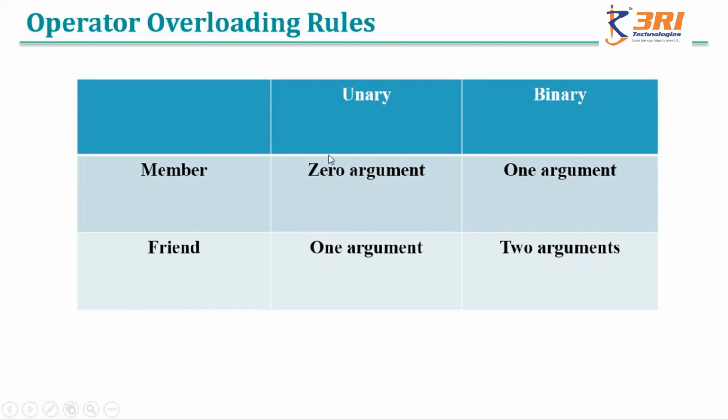In the same way, if you are overloading a unary operator as a friend function of the class, there should be one argument to the function, and while overloading a binary operator as a friend function of the class, there should be two arguments to an operator overloaded function.